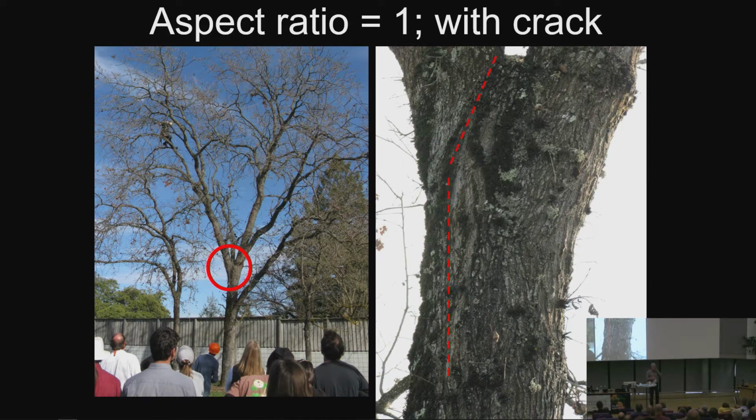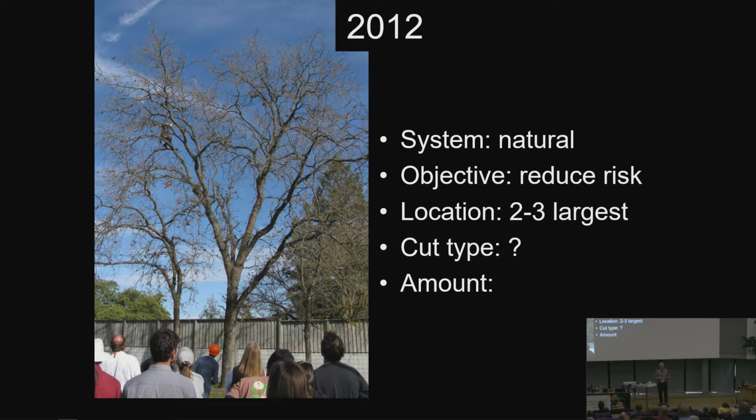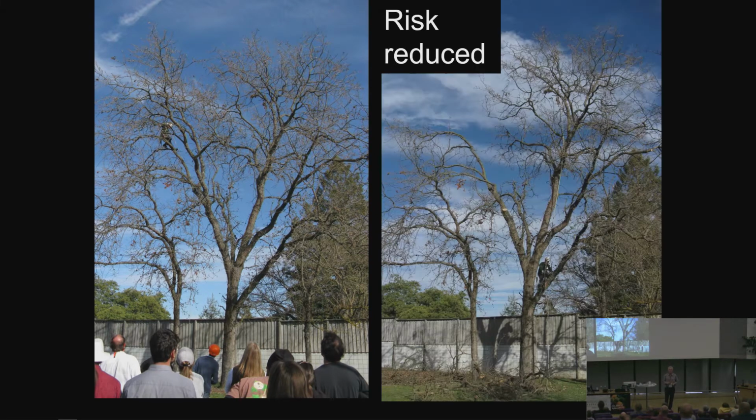The last thing I wanted to share with you is this tree with one crack, about 6 feet long, with a rib of tissue that's closed over on that side. Target just over here. There's many homes right across here, so we have a target. And so we're going to use the natural system. We want to reduce risk. We're going to work on the 2 or 3 largest branches. We're going to use reduction cuts.